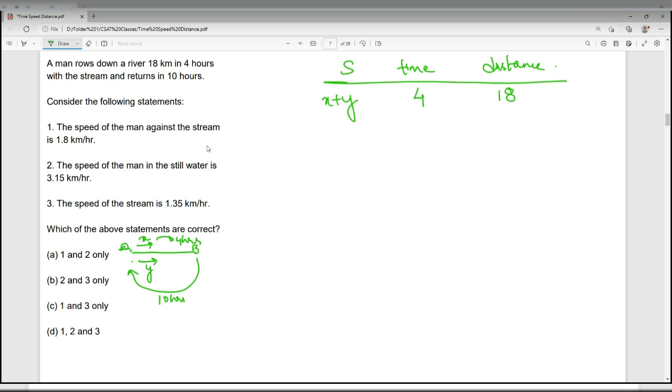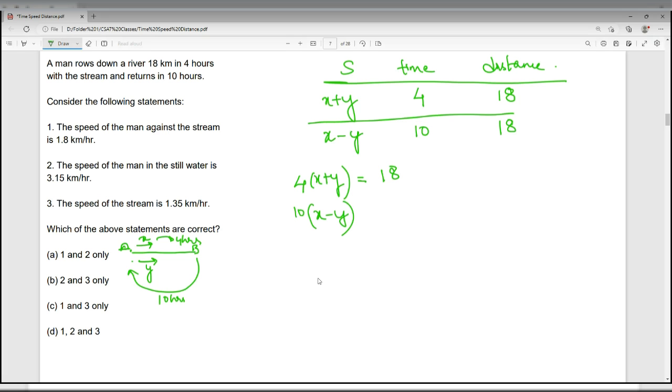And when he is coming back, you take the difference of the speeds. So when the person's speed is x and the river speed is y, it is x minus y, and he's taking 10 hours, and again the distance is 18. So we have two equations now. 4 into x plus y is equal to 18. 10 into x minus y is equal to 18.